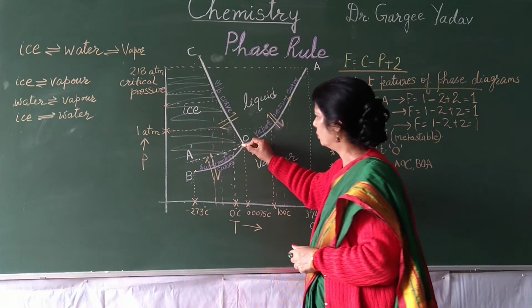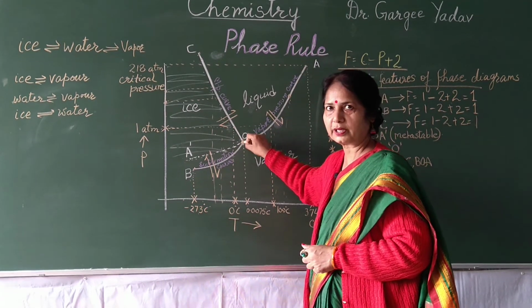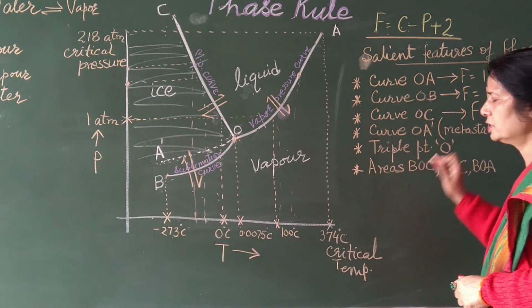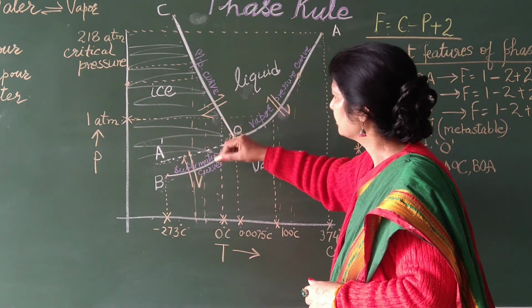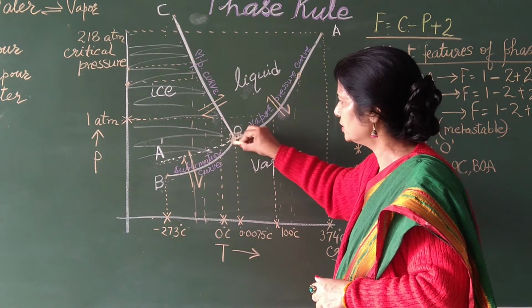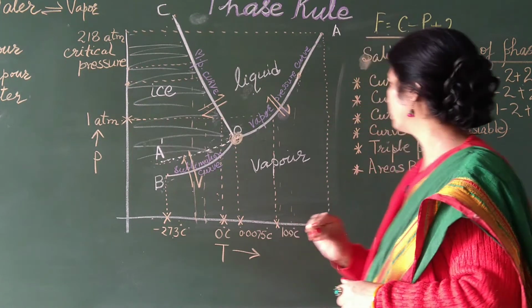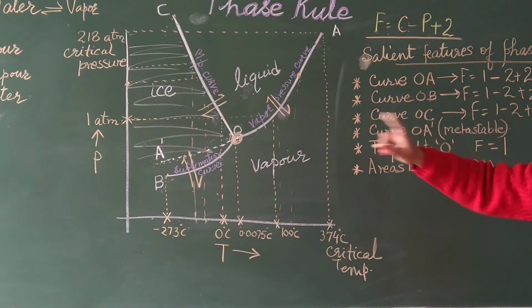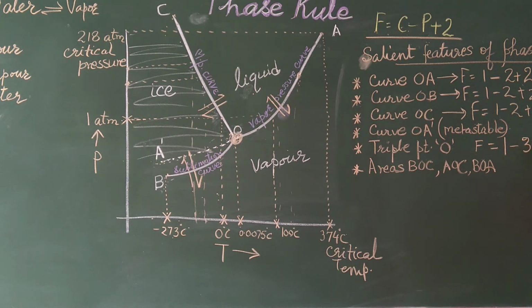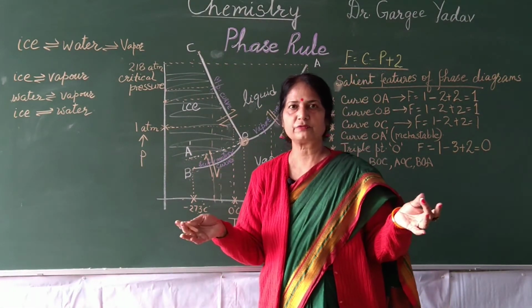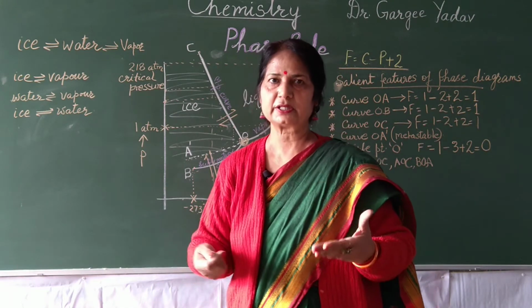Now comes this point O. We see that this curve AO meets OB and the fusion curve at a certain point. This point is known as the triple point, and here all three phases coexist: the liquid phase, the ice, meaning the solid phase, and the vapor phase. If we calculate the degree of freedom at this point, the number of components is 1, the number of phases coexisting is 3, plus 2, and this comes out as 0. So the system is non-variant. At this point, the degree of freedom is 0. This means we don't have to fix either the pressure or the temperature; it is automatically fixed.